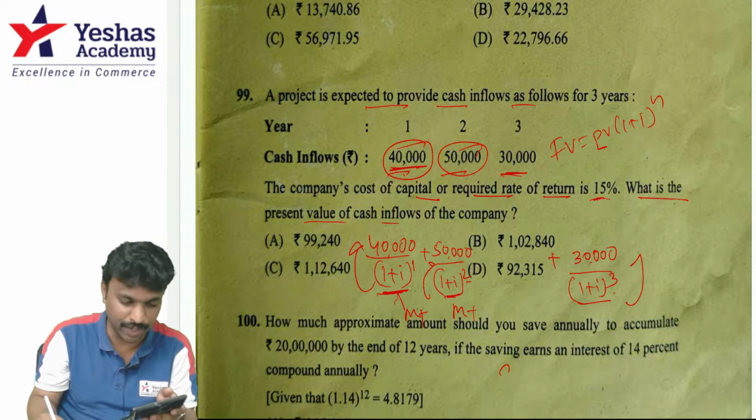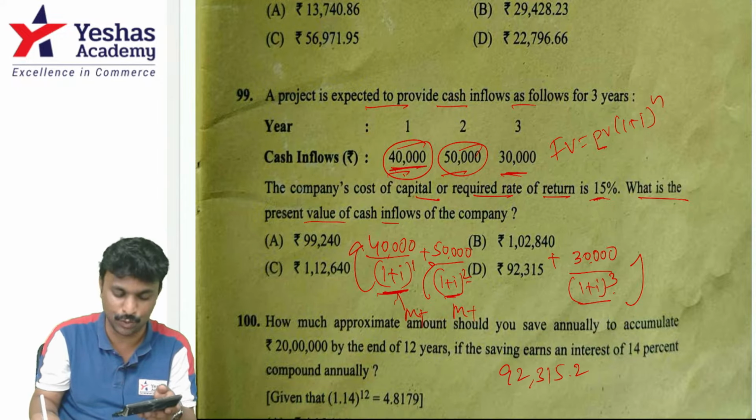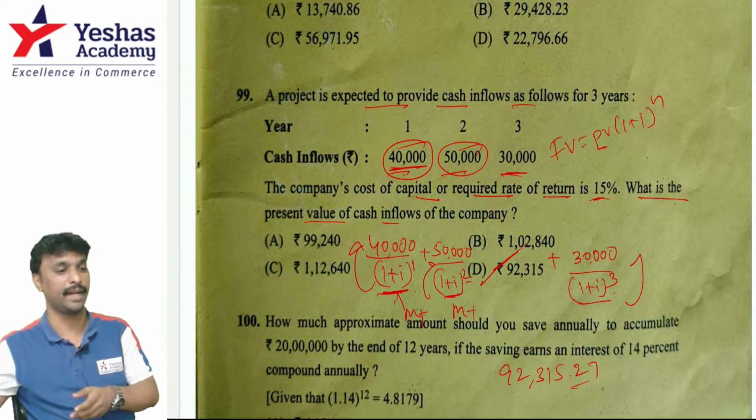That gives me the value 92,315.27. That means option D is the right answer.